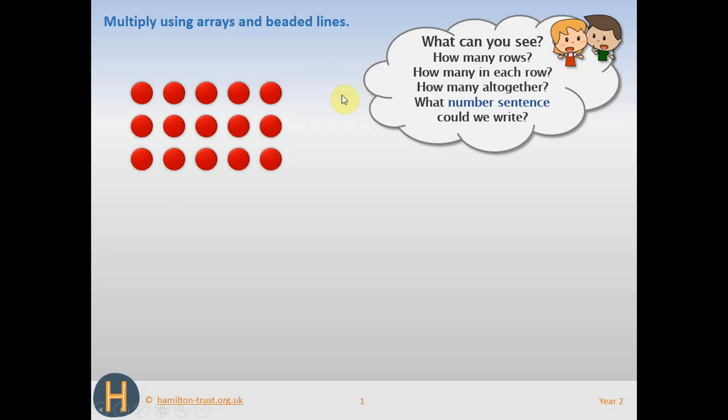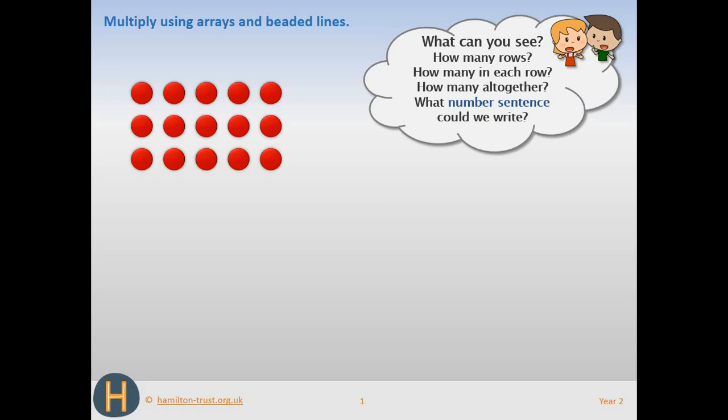Hello everybody, I'm going to look at some multiplication now for our day 2. In the past we've used something called arrays. When we use an array we use rows of them, just like this. How many rows, how many in each row, how many altogether, what number sentence could we write? What did you decide about this array?